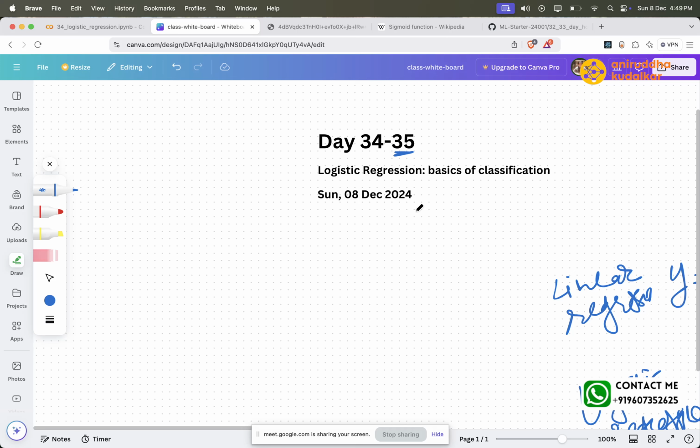So logistic regression, we are understanding the classification. What do you mean by classification? Dog or cat? Yes, no. Dog or cat? Yes, no. And other similar things.